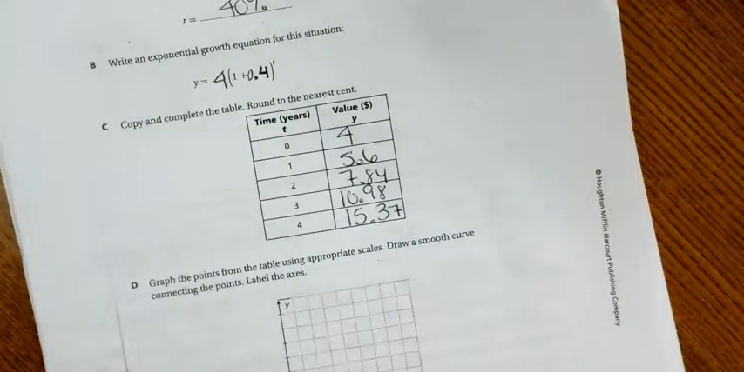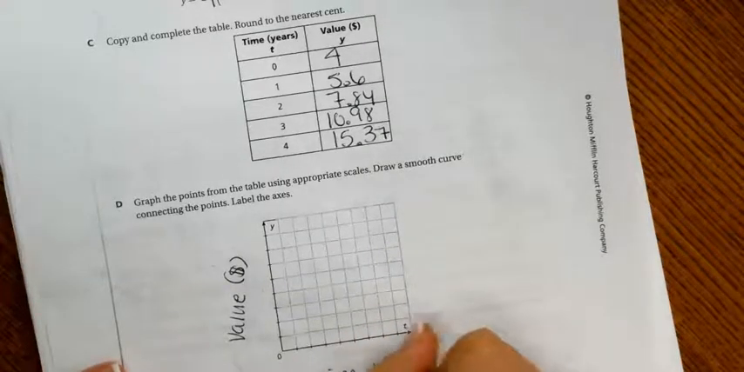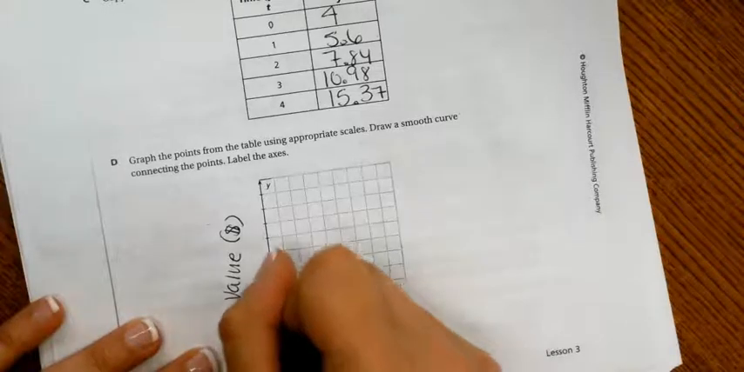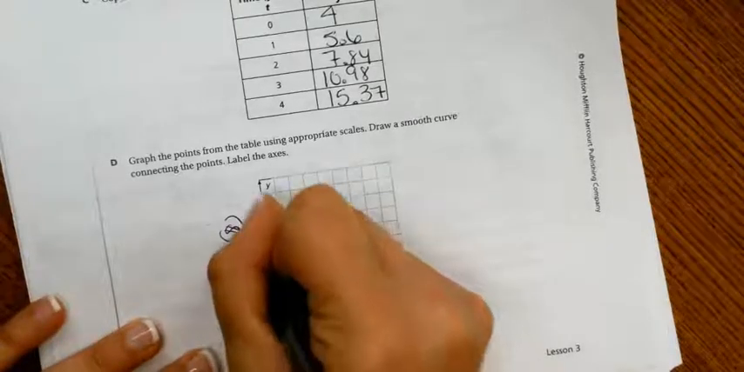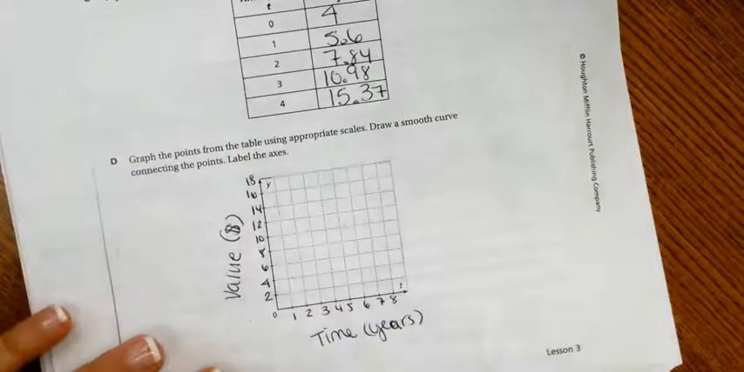Graph the points from the table using appropriate scales. Draw a smooth curve connecting the points. Label the axes. All right, so we have our value, right, our money, and our time in years. So we have 1, 2, 3, 4, 5, 6, 7, 8 years. We're going to go by $2, right? $2, $4, $6, 8, 10, 12, 14, 16, 18.